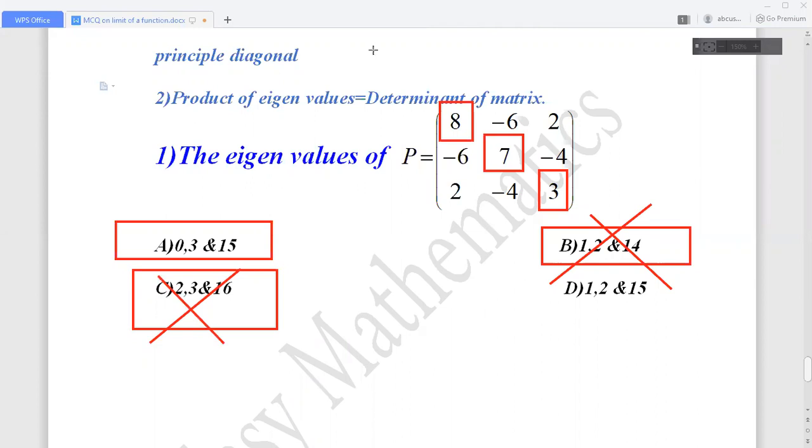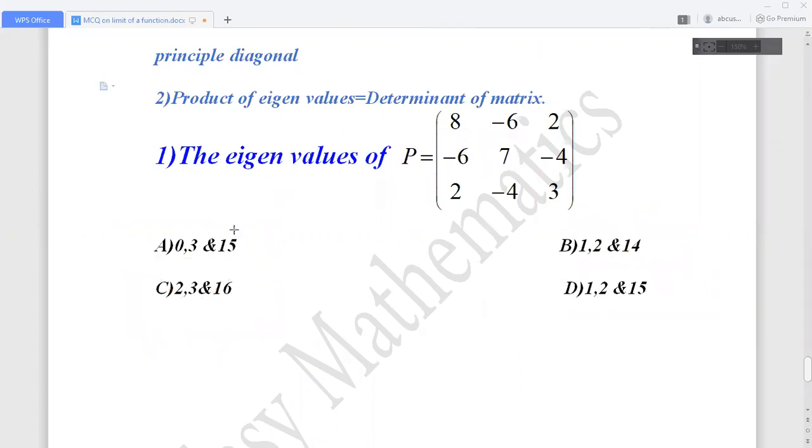Let's check the last option, option D. Here in option D, 1 plus 2 is 3, plus 15 is 18. So option A and option D both give the sum of the eigenvalues as 18.